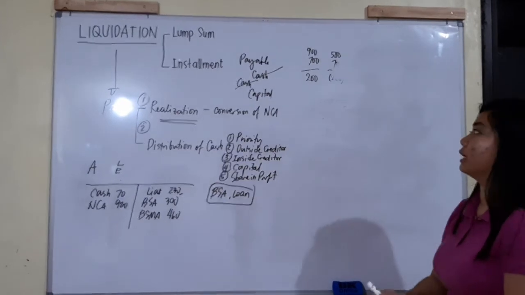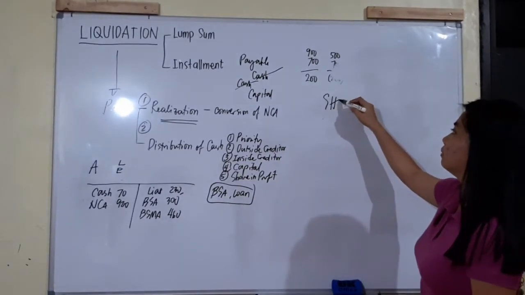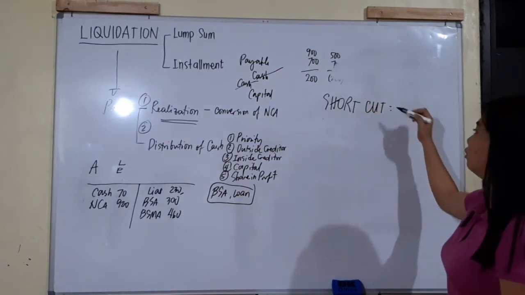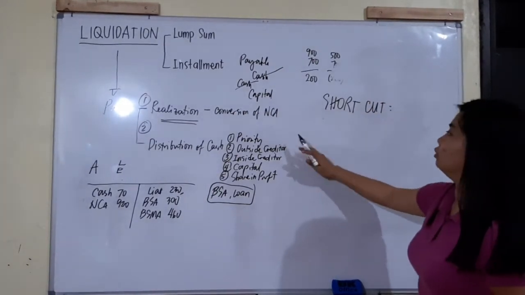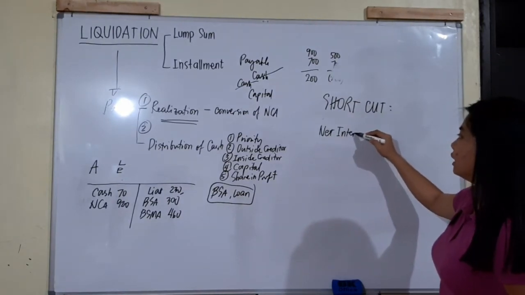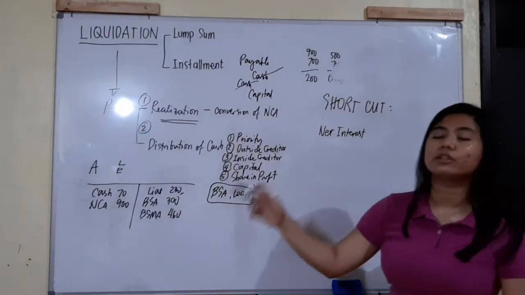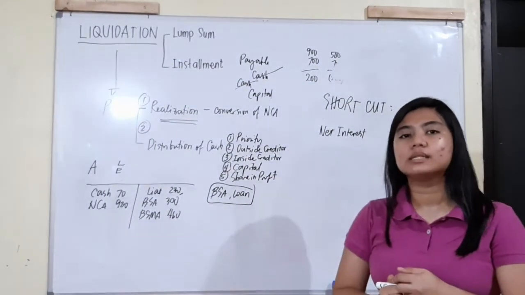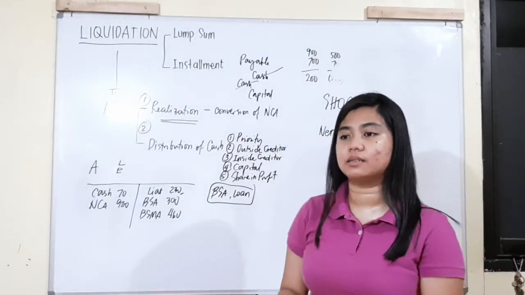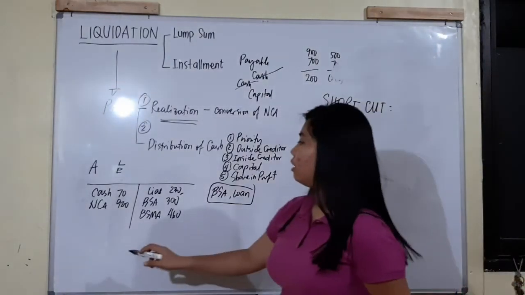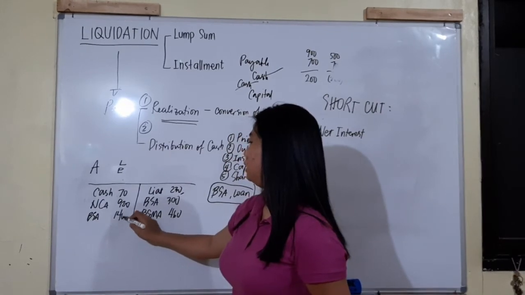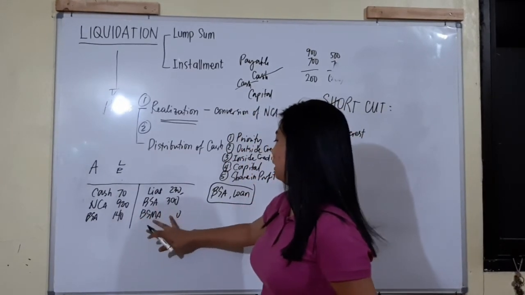So, when doing the shortcut, the first thing that you need to do is to get the net interest. What do you mean by the net interest? So, the net interest of a partner in a partnership is the sum or the net amount of its capital and its loan. So, halimbawa, kung ito merong BSA loan dito na 140, halimbawa ito.